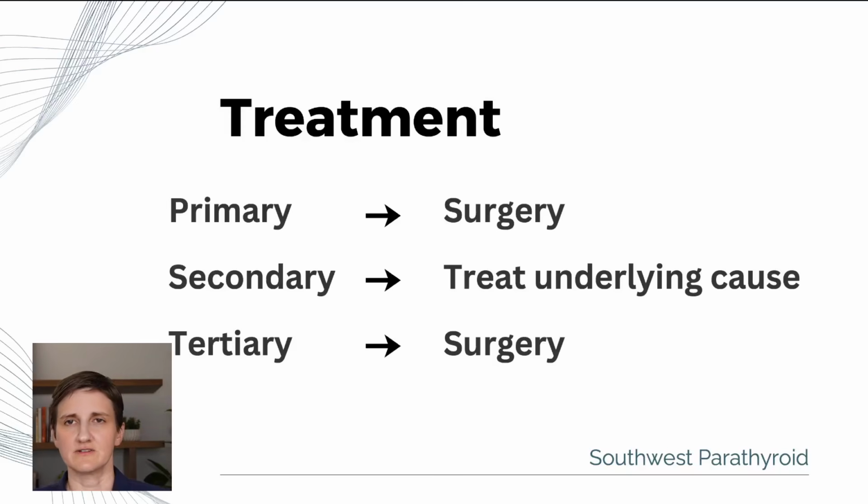Treatment. Primary, we talked about this, is surgery. Tertiary looks a lot like primary, and the treatment is also surgery. Parathyroid glands can't correct after tertiary, so you have to help them by taking some parathyroids out. For secondary, you want to treat the underlying cause. In most cases you don't go to surgery. Sometimes you do, but for most cases you can correct it by correcting the underlying issue and also giving supplements, calcium and vitamin D. And if secondary goes on long enough, it does become tertiary, and at that point you need surgery.